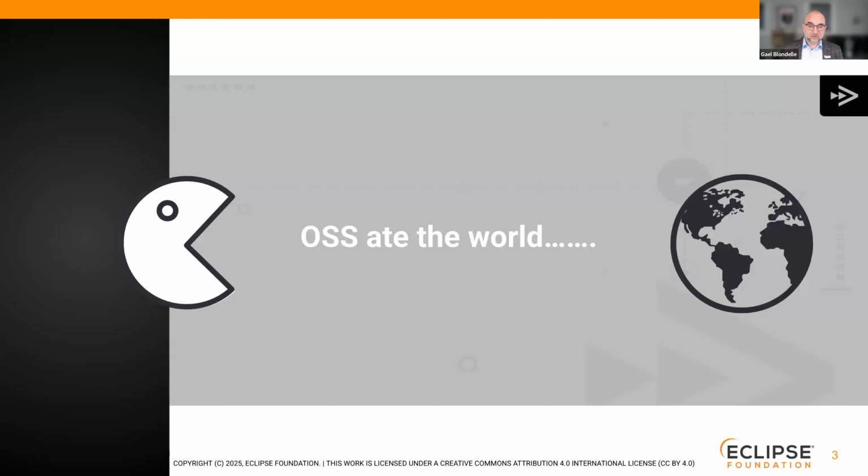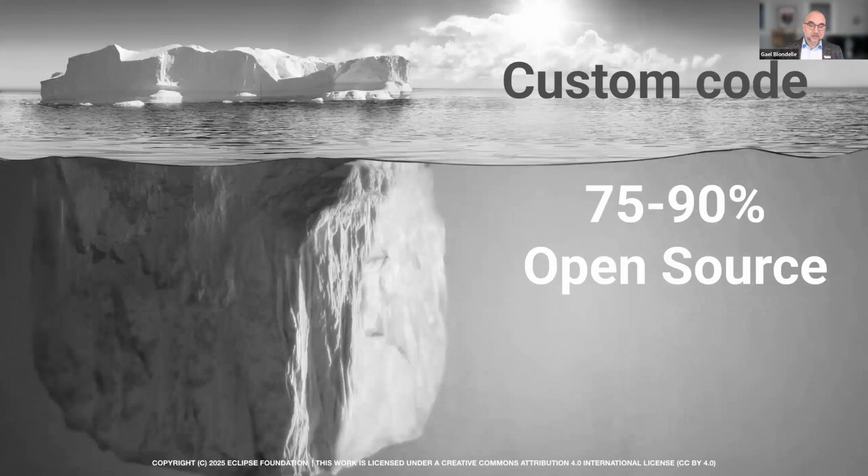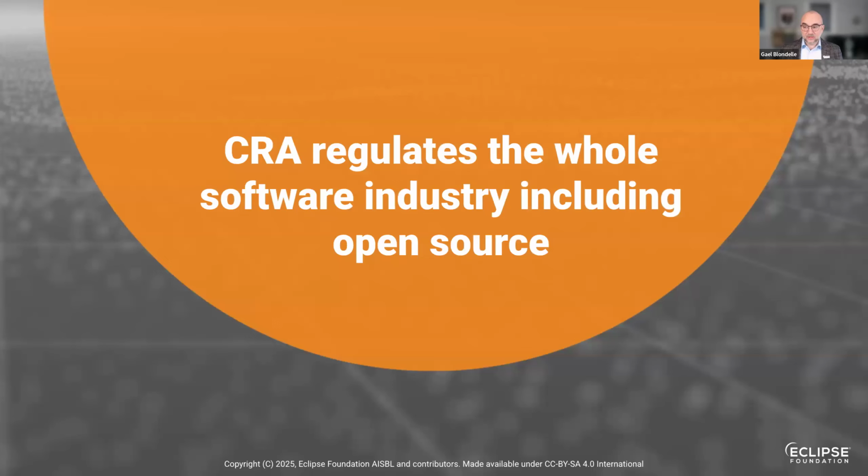And the fact is that over time, open source ate the world, to the point that today every new software application is made of up to 90% open source software. So, like Matteo said earlier, the CRA is here. It's a regulation that applies to people who create digital products. And as such, the CRA is regulating the software industry, and that includes open source.